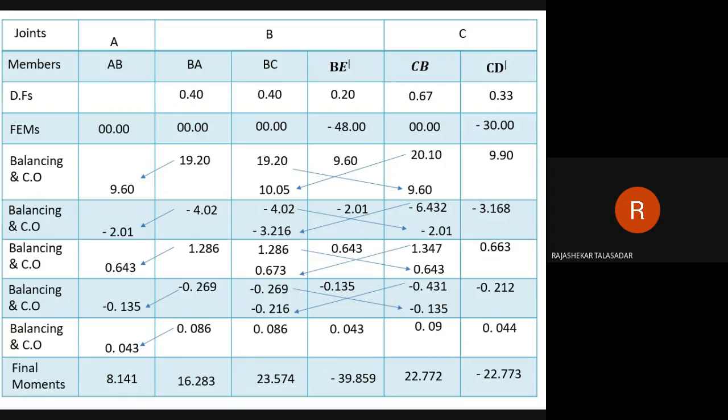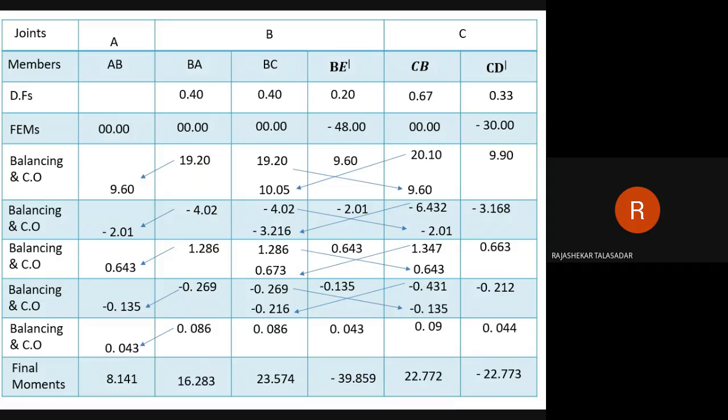First, you need to balance joint B. It is 0, 0, minus 48. It means minus 48 is the unbalanced moment, so the balancing moment will be plus 48. Plus 48 into 0.4, you will get 19.2. Plus 48 into 0.4, again 19.2. Plus 48 into 0.2, you will get 9.6.